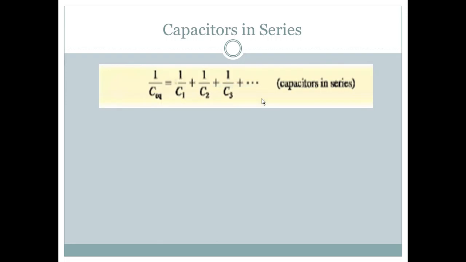Now, in order to compute the equivalent capacitance in series, the formula for capacitors in series has the form 1 over C equivalent is equal to 1 over C sub 1 plus 1 over C sub 2 plus 1 over C sub 3, and so on and so forth, depending on the number of capacitors that we connected in our circuit in series.